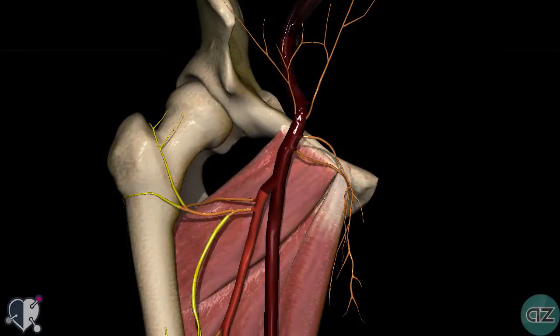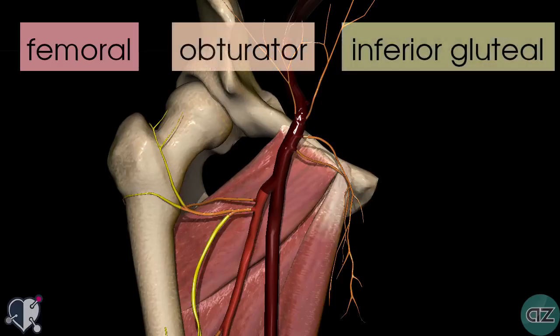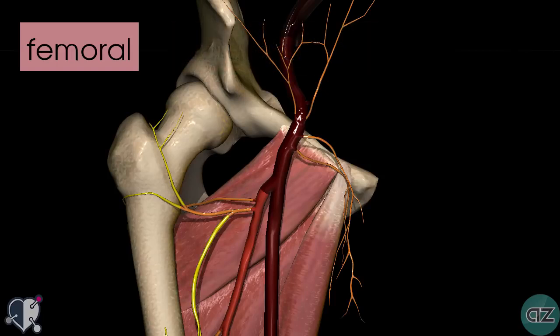There are three arteries which supply the thigh. So you've got the femoral artery, the obturator artery, and the inferior gluteal artery. The obturator artery and the inferior gluteal artery are branches of the internal iliac artery, and I looked at these in the previous tutorial where we looked at the branches of the internal iliac. The femoral artery is the largest branch which enters the thigh and supplies most of the lower limb. So in this tutorial we're going to focus on the various different branches of the femoral artery.